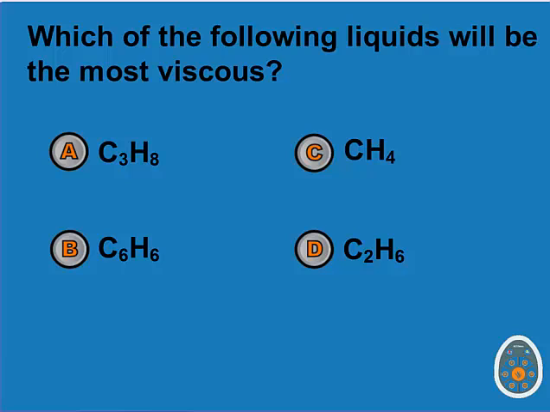Go ahead and pause the video and restart when you have your answer. So first off, these all have London dispersion forces. Since they all have London dispersion forces, remember the more electrons it has, the stronger the IMF. Since we want the most viscous, we want the one that has the highest IMF. C6H6 has the most electrons, and so it has the greatest London dispersion force.